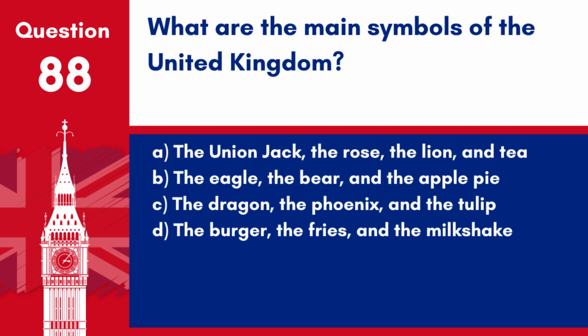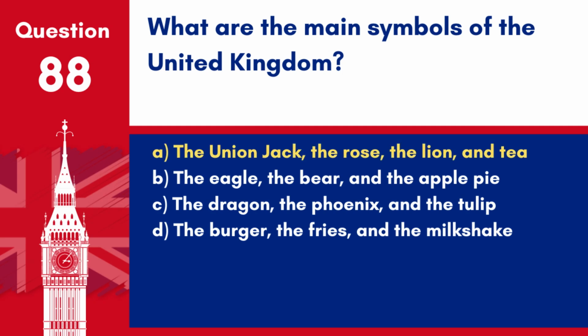What are the main symbols of the United Kingdom? A. The Union Jack, the Rose, the Lion, and the Thistle. B. The Eagle, the Bear, and the Apple Pie. C. The Dragon, the Phoenix, and the Tulip. D. The Burger, the Fries, and the Milkshake.